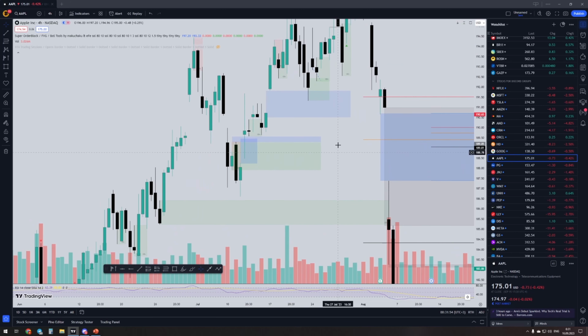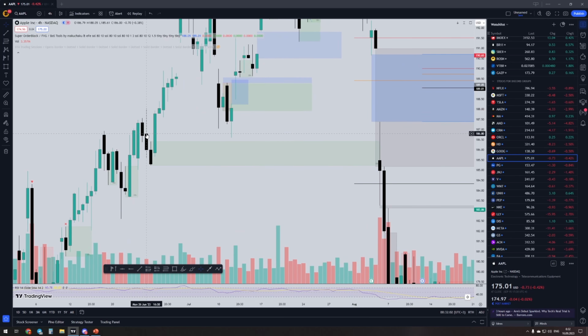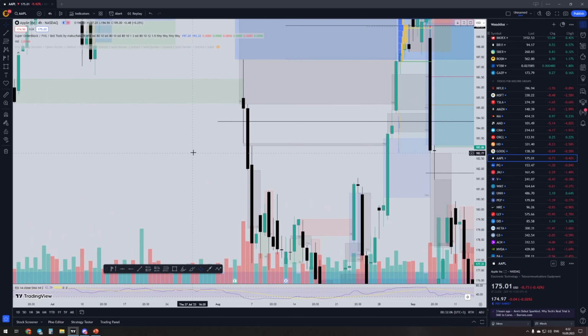Just try to combine imbalances, gaps, with order blocks, with mitigation blocks, like breaker blocks, and it will pay well.